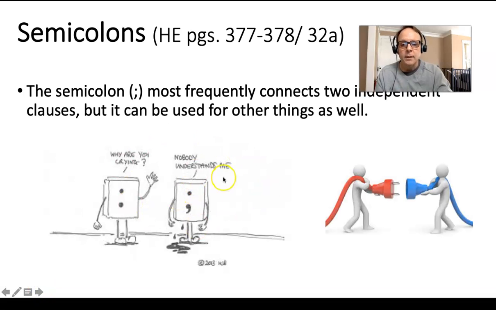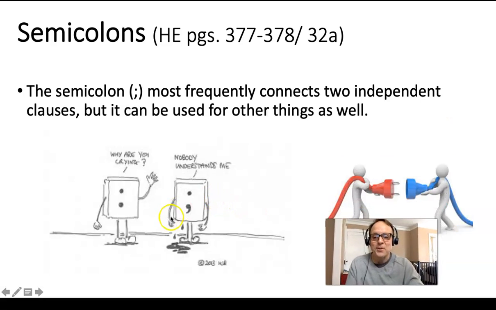So here's my bad, maybe English teacher dad joke or something. The semicolon here, colon actually says, "Why are you crying?" And the semicolon says, "Nobody understands me." So semicolons are kind of hard to understand sometimes and can be hard to use. And so that's why the bad joke there, just to illustrate the point that these can be difficult.